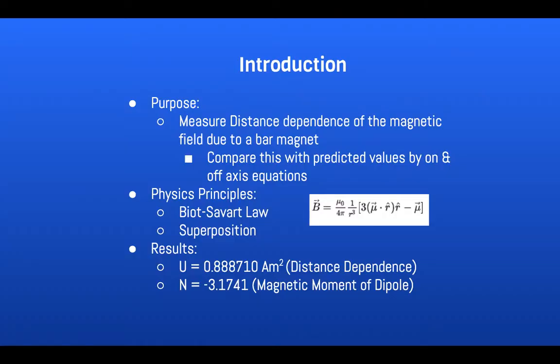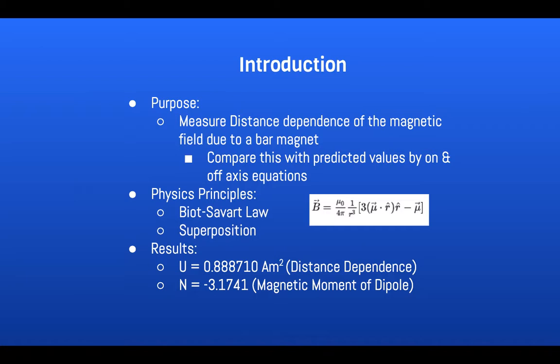Here's an overview of the lab. The purpose of this lab is to measure the distance dependence of the magnetic field due to a bar magnet. The physics principles involved in this lab are the Biot-Savart law for a magnetic dipole and the superposition principle for magnetic fields of the Earth and magnets.